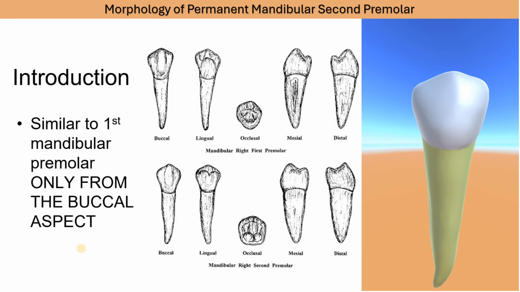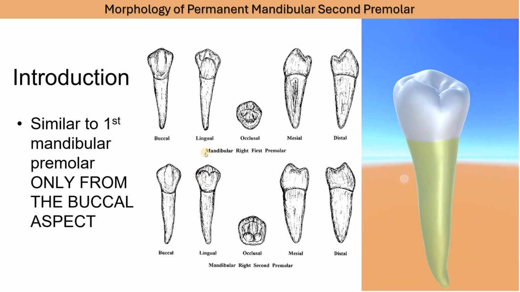When we look at the mandibular second premolar from the buccal aspect, you can see that it has a single buccal cusp. And from this aspect, it looks similar to that of the first premolar, like you see here, the buccal aspect. But the lingual aspect looks totally different. When I shift it to the lingual side, you will find that there are two cusps, whereas the mandibular first premolar has a single cusp. But there is a variant of second premolar which has only a single buccal cusp.